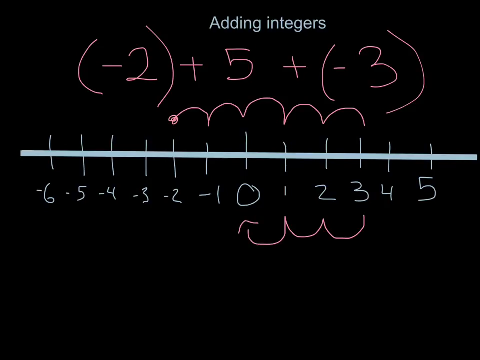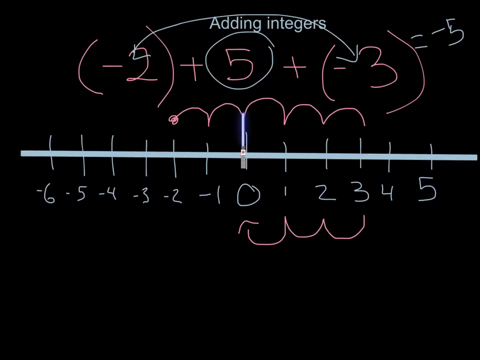What you could possibly do is combine the negatives. So negative 2 and negative 3 equal negative 5. Then I have a positive 5. Positive 5 and negative 5 would equal 0. But it works the same way on the number line. You still move up and down the number line with your numbers.